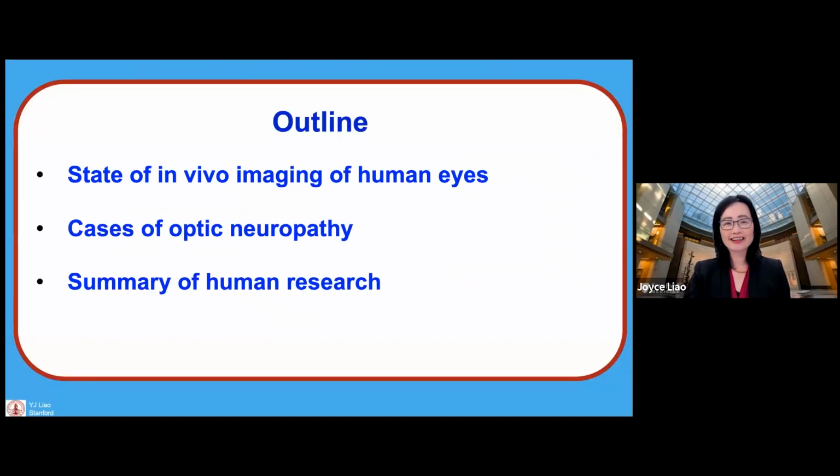For today's talk, I'm going to give you a summary on the state of in vivo imaging of the human eyes. We'll go over some cases of optic nerve diseases, and then I will end with a brief summary of our research.